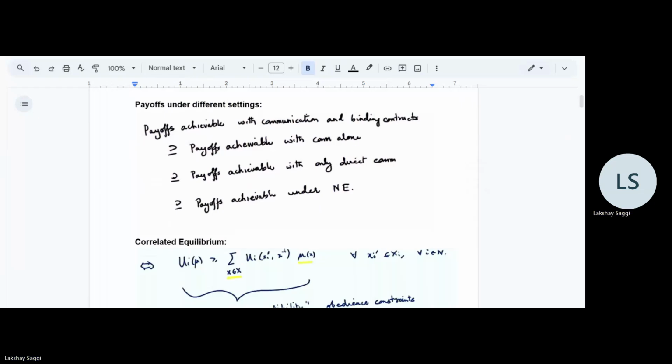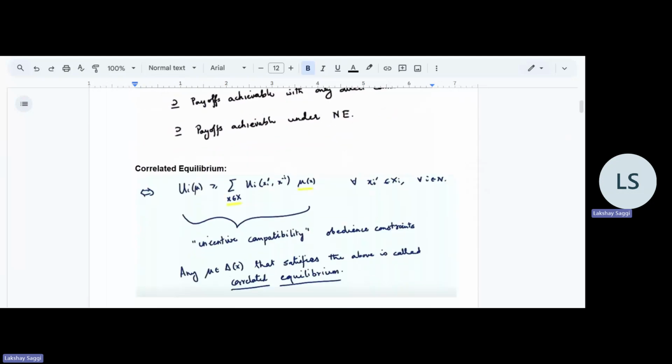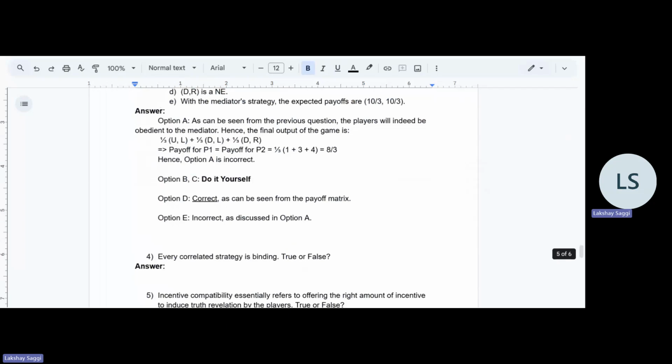Though it's another thing that in a correlated equilibrium, a correlated strategy actually becomes binding because of these incentive compatibility constraints. But in general, a correlated strategy is non-binding. A correlated strategy in a correlated equilibrium will be binding, but in general, it won't be. So yeah, false as discussed in the lectures.